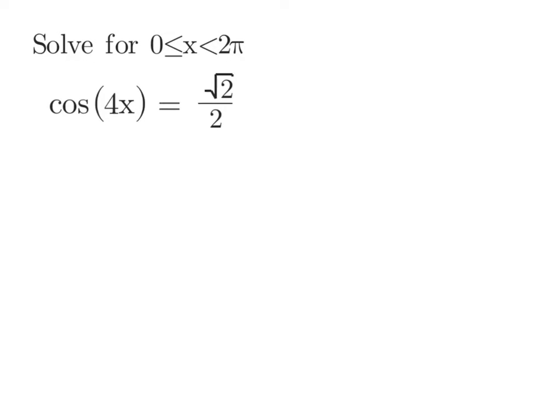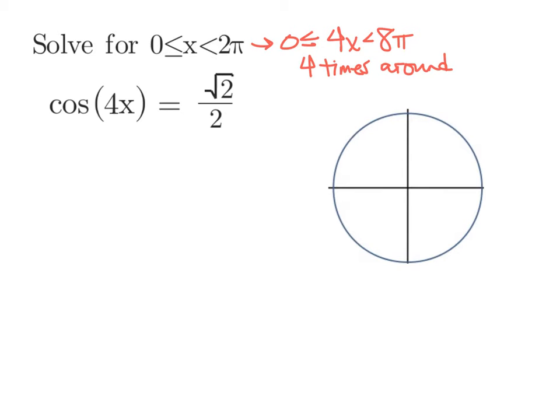All right, if we're going to solve between 0 and 2 pi for cosine of 4x is equal to root 2 over 2. Well, if x is between 0 and 2 pi, that's going to mean that 4x is between 0 and 8 pi, which is 4 times around the unit circle. I'm going to grab that unit circle again to help me visualize all my answers. We go back to solving. Cosine of 4x equals root 2 over 2. So we think cosine equals root 2 over 2 right here at pi over 4.